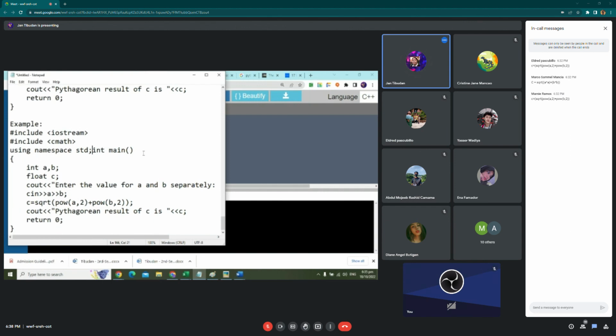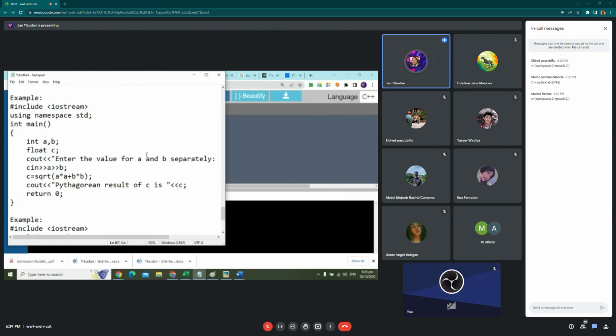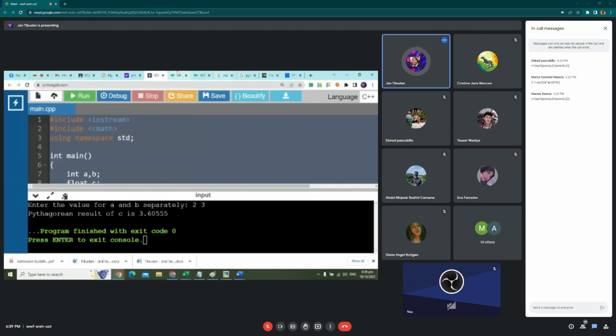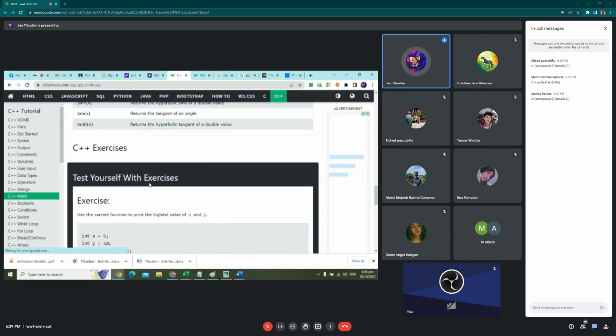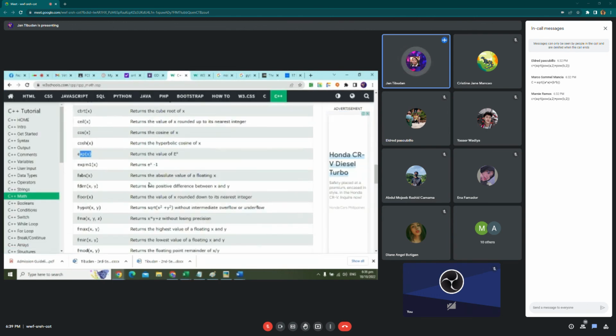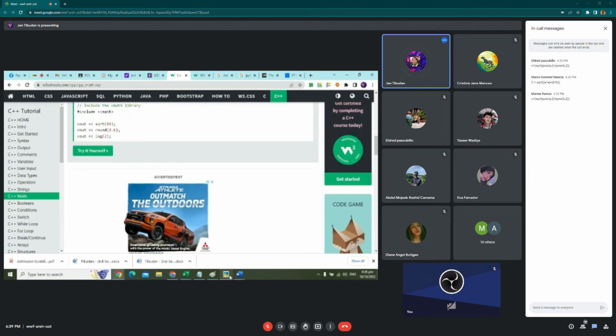So, these are the basic operations in C++ once you deal with mathematical problems. Okay? So, you are free to use these math functions. Okay? So, take note of them. You will be using these, hopefully in another class.